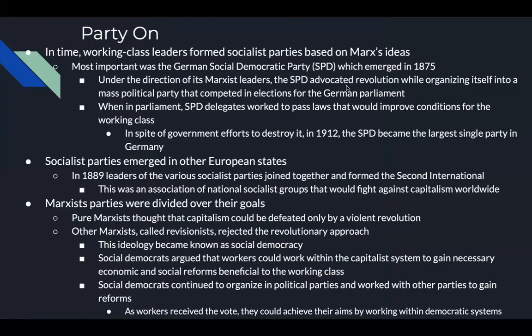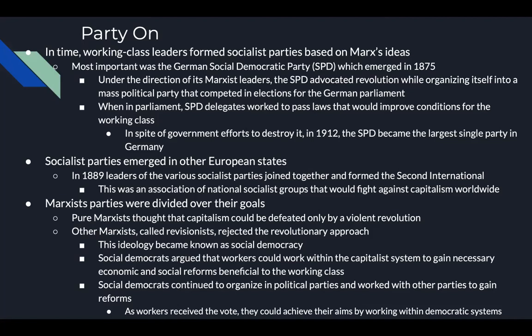Party on, Garth. In time, the working class leaders formed socialist parties based on Marx's ideas. They read his book, they put it to practice. Most important was the German Social Democratic Party, the SPD, which emerged in 1875 under the direction of its Marxist leaders. The SPD advocated revolution while organizing itself into a mass political party that competed for elections in Germany's parliament. When in parliament, SPD delegates worked to pass laws that would improve conditions for the working class. In spite of government efforts to destroy it, in 1912 the SPD became the largest single party in Germany.